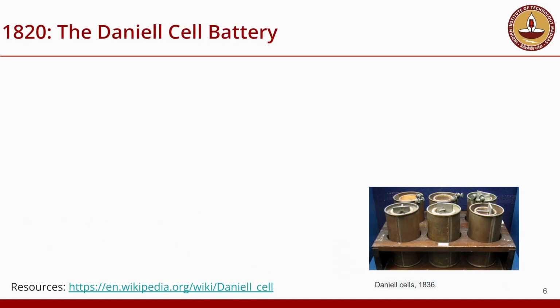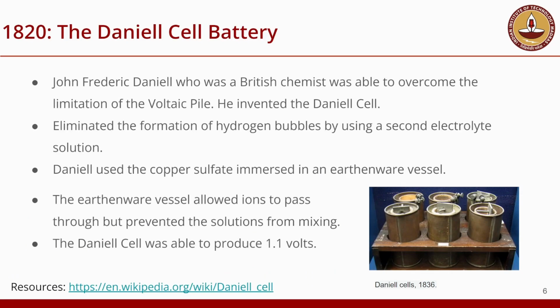1820. The Daniel cell battery. The voltaic pile had a drawback. The hydrogen gas, which was evolved in the form of bubbles during electricity generation, was problematic. John Frederick Daniel, a British chemist, invented the Daniel cell.